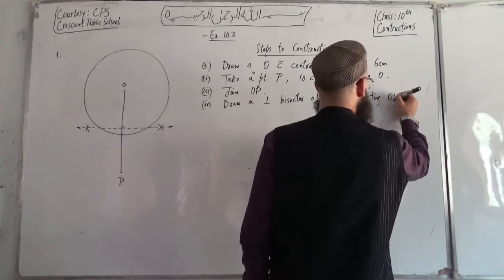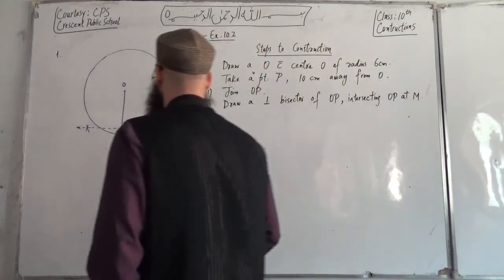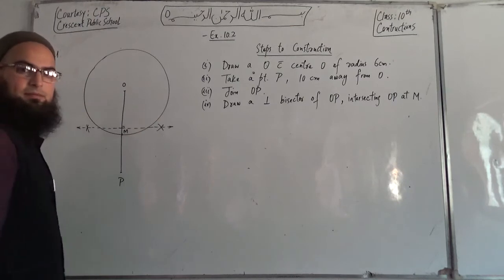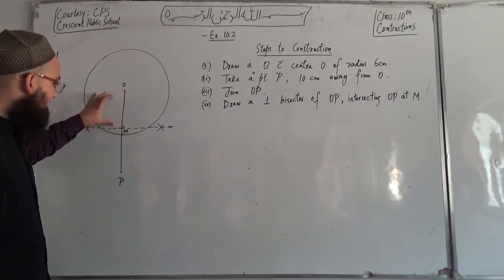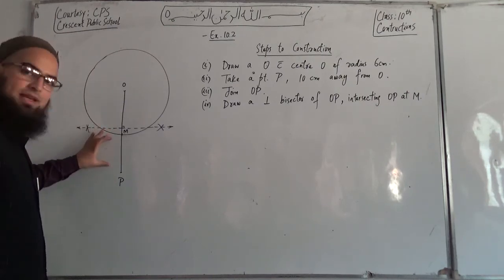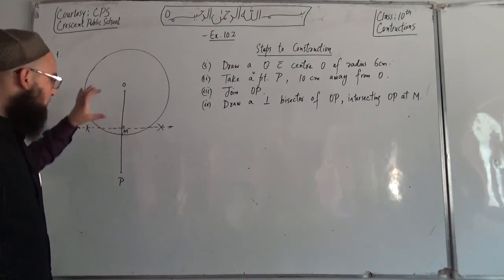It intersects OP at, let us say, M. So this point is M. Now, since it's a perpendicular bisector, OM is equal to MP, because the perpendicular bisector bisects OP. OM is equal to MP.